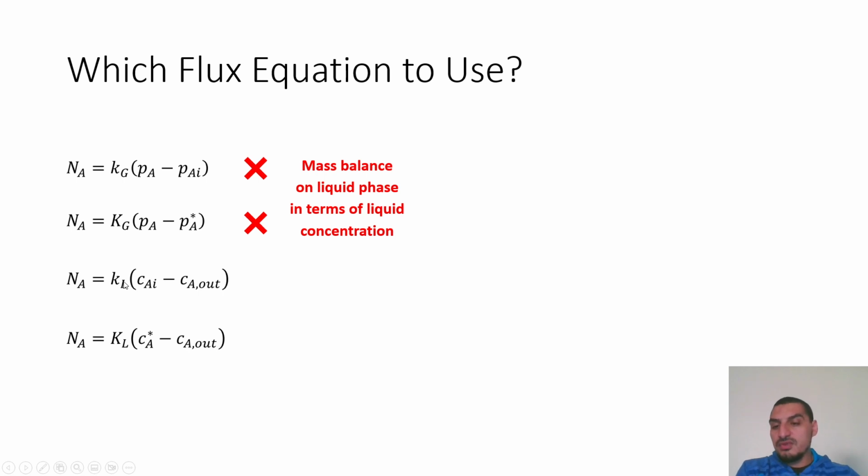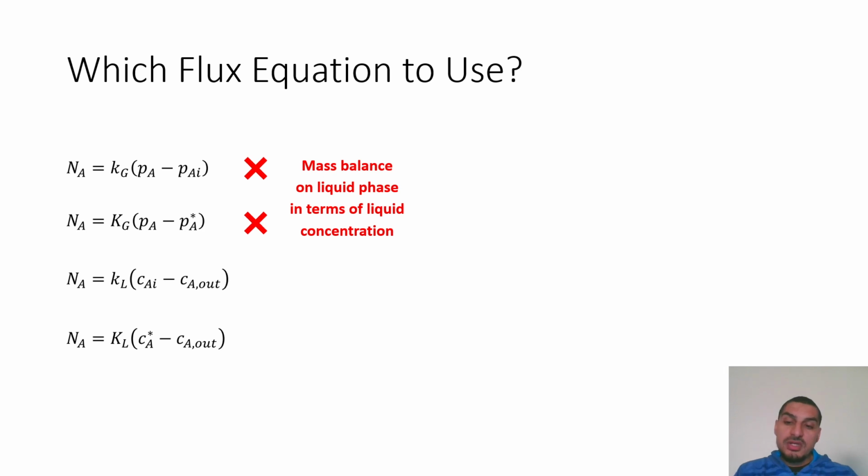And here the difference is in K_L and C_AI, versus K and C star. So if we want to pick one of these two equations, we need to see which is going to be easier for us to use. And this is the criterion that we can depend on for choosing the equation to use.